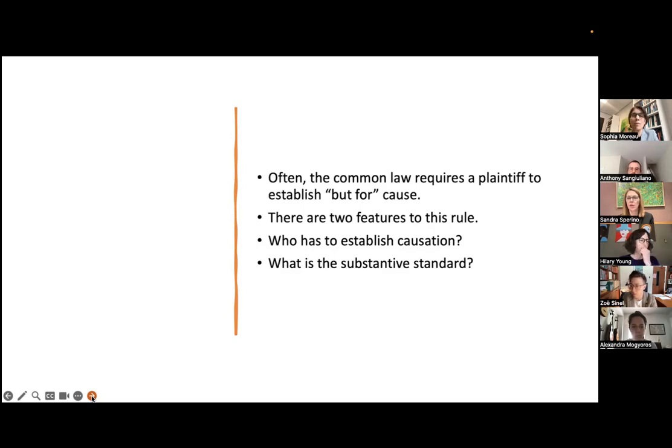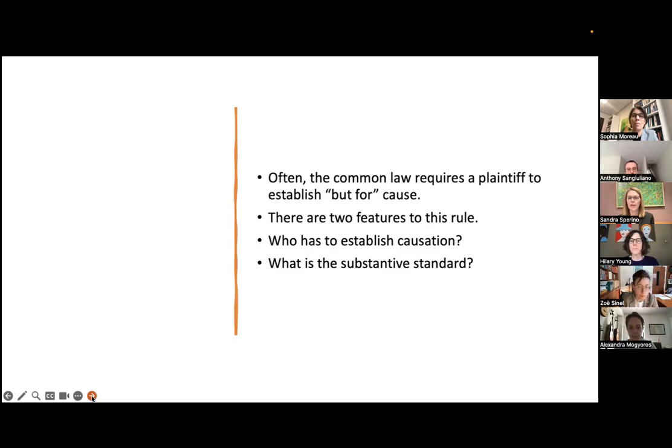The first is who has to establish causation? Does the plaintiff have the full obligation? And then second, what is the substantive standard? Is it but-for or something else? And one of the features of the new canon that the Supreme Court has created is that it smushes these two things together. So the plaintiff is always the person who has to establish causation, and they always have to establish it via but-for cause.